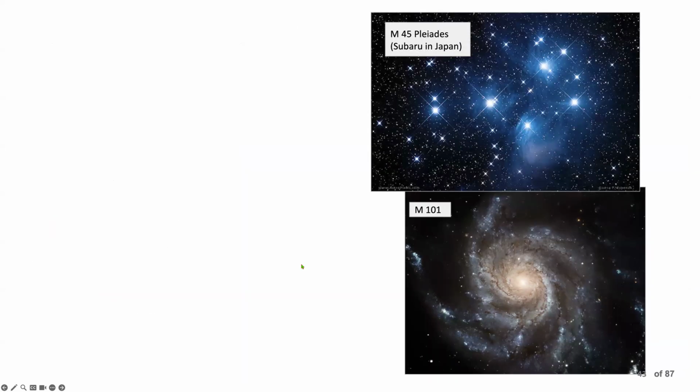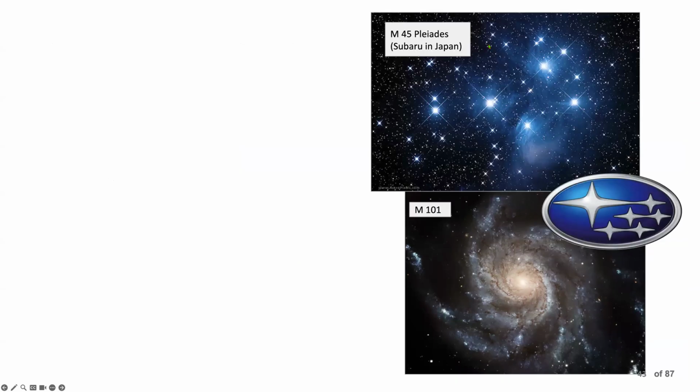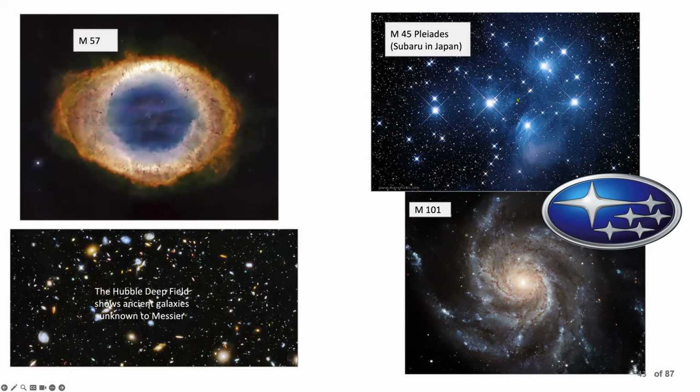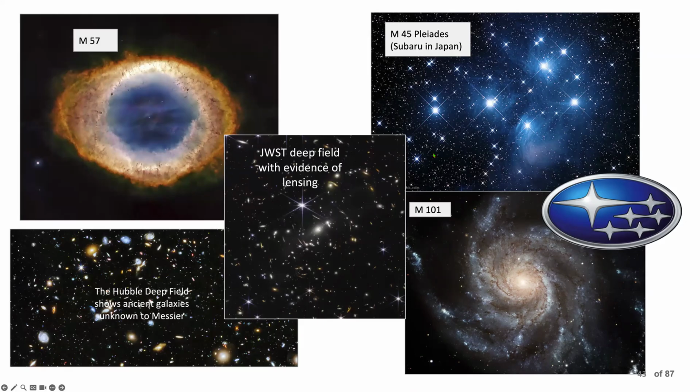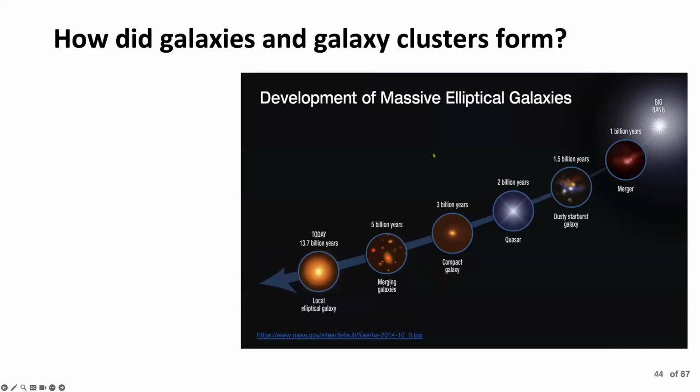And here's some typical galaxies. This one is a cluster, and this group of bright objects is the inspiration for the thing on your car if you own a Subaru. The Subaru in Japanese refers to what we call Pleiades. So different kinds of galaxies, and we'll get into some of the details.